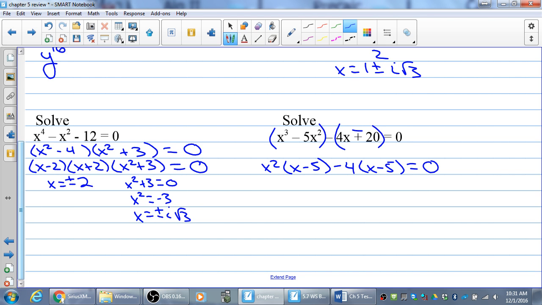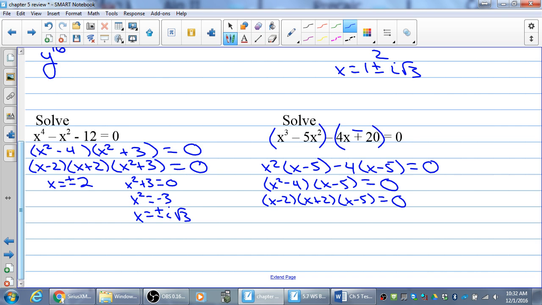out of the second. Now, if you can factor by grouping, the two parentheses have to be exactly the same. If they're not, you can't factor by grouping. It doesn't work. So we have x squared minus 4 times x minus 5 equals 0. The x squared and the 4 come together. Those two parentheses come together to make 1. This factors into x minus 2, x plus 2, x minus 5 equals 0.